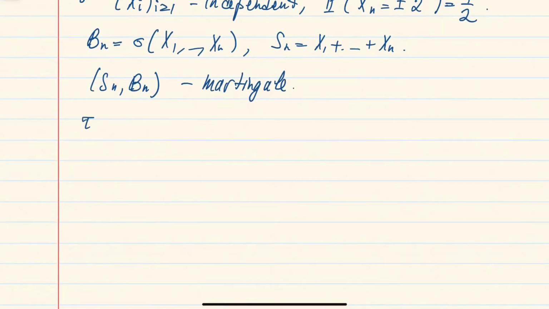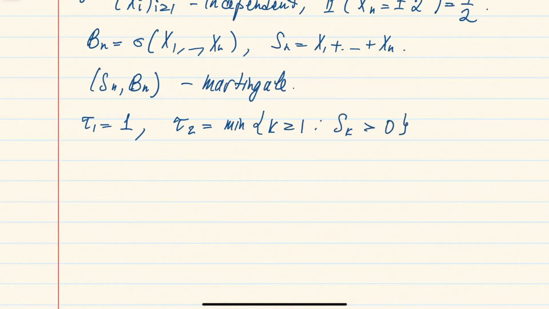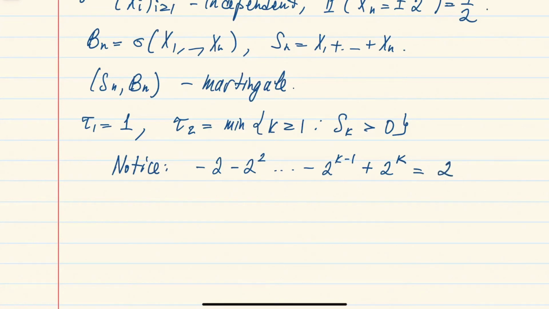Now, if you take the stopping time tau 1 to be just the constant 1, and then take tau 2 to be the first time when the sum becomes strictly positive. Okay? And you can notice that if you add up the first few values which are negative, so let's say up to time k minus 1, your outcomes were negative, then the first positive outcome, let's say it happens at time k, the whole sum will be just equal to 2. So the first time the sum becomes positive, it's the first time the sum becomes equal to 2, or the first time you see a positive outcome in the sequence X.